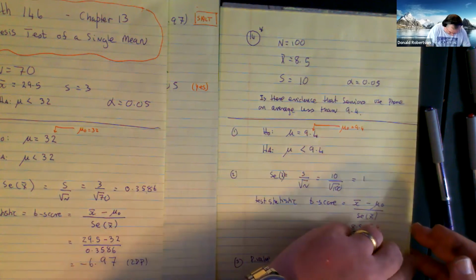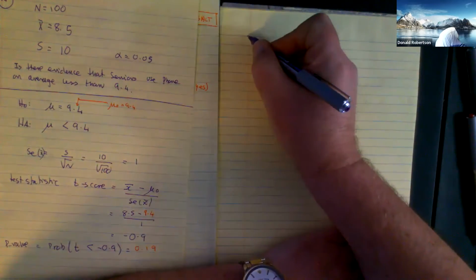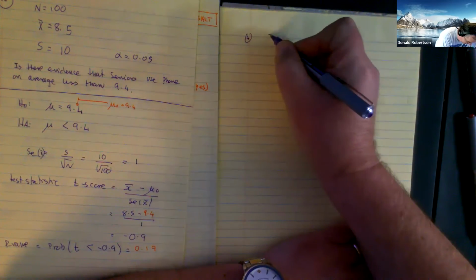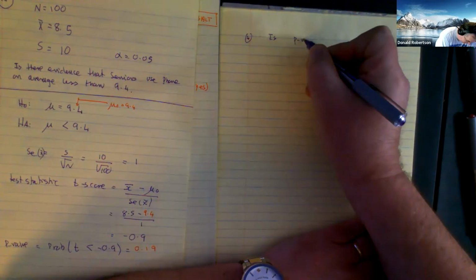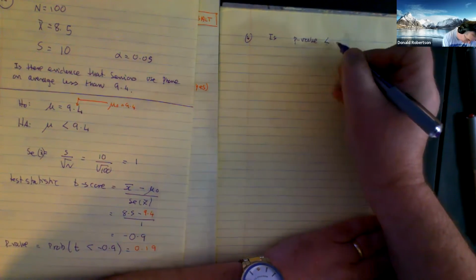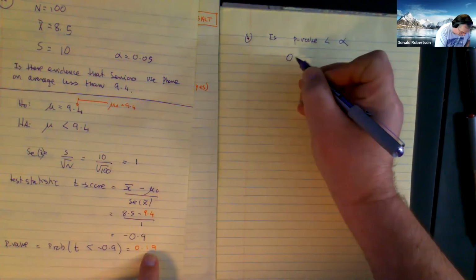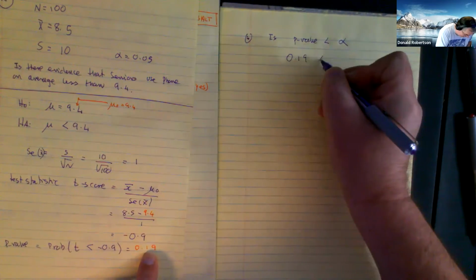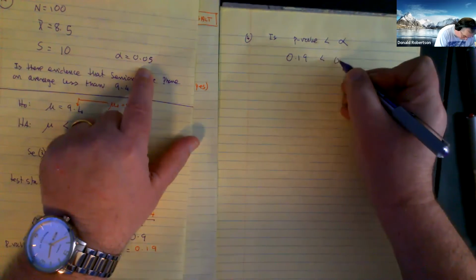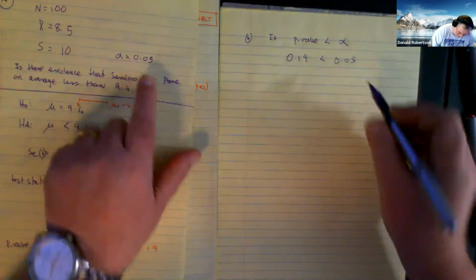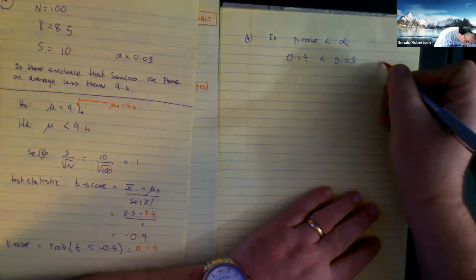So now I do our test. Our test is: is our p-value less than significance level alpha? Is our 0.19 less than 0.05? In this case, the answer is no.